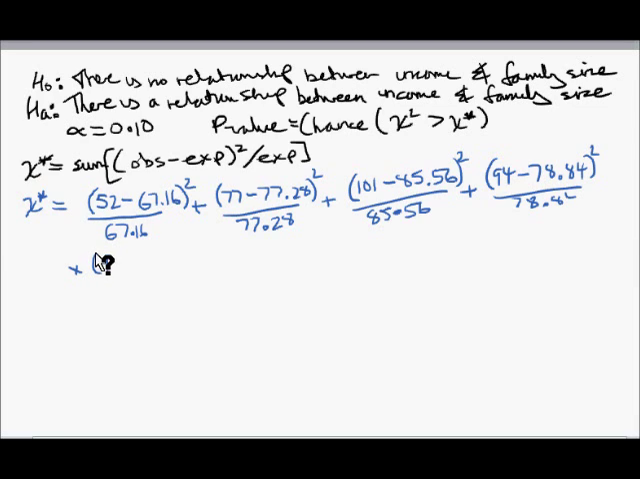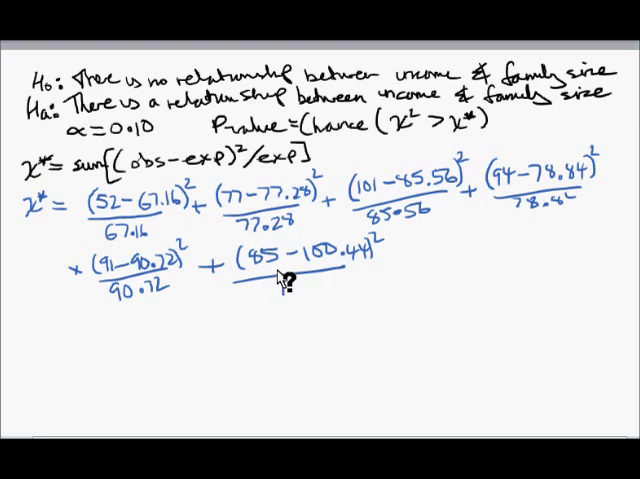Next one, we observed 91. We expected 90.72. We square that and divide by 90.72. And lastly, we observed 85. We expected 100.44. So we square that, then divide by 100.44. So that's our chi-star. We add those 6 things up.